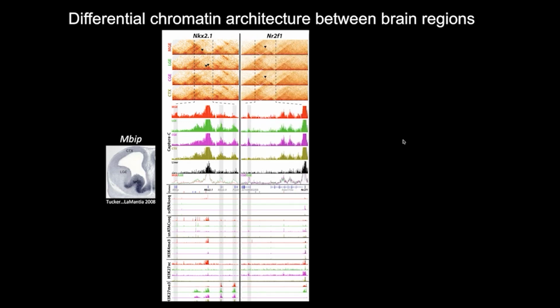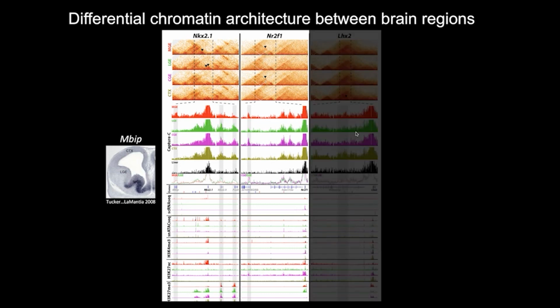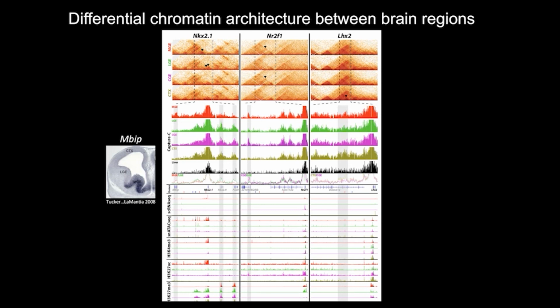And again, we can look at unique region-specific chromatin interactions for a variety of other genes and loci that provide intriguing candidates for direct genomic interaction that could indicate region-specific promoter-enhancer interactions.